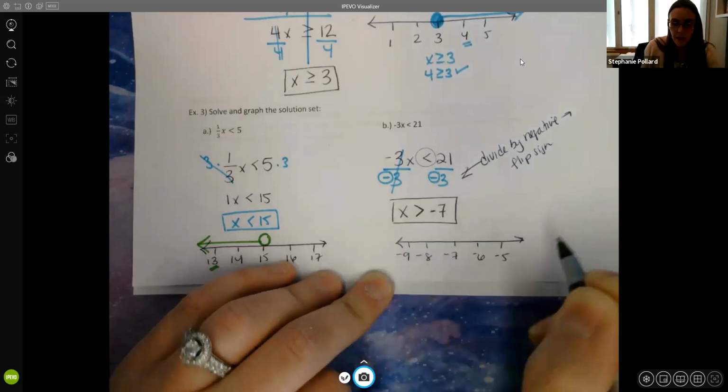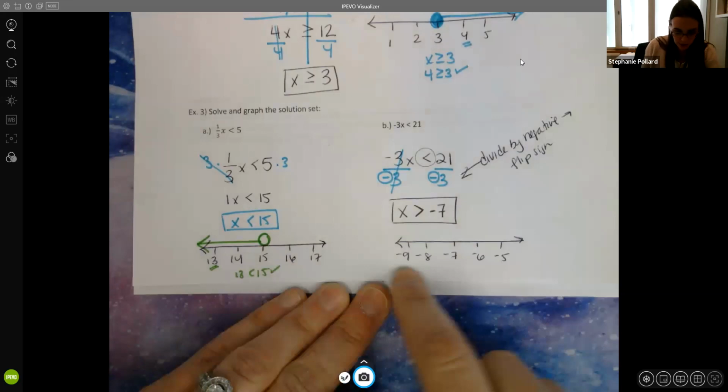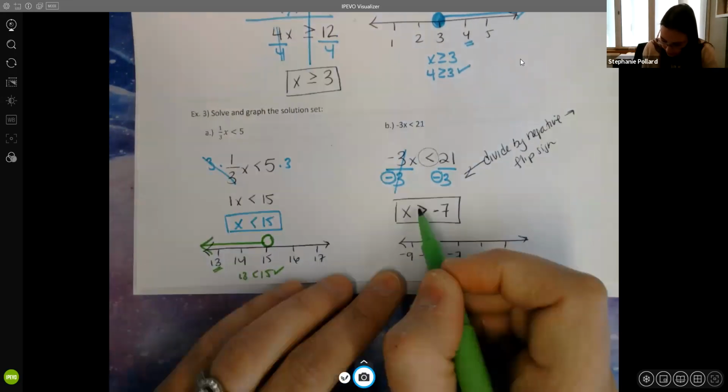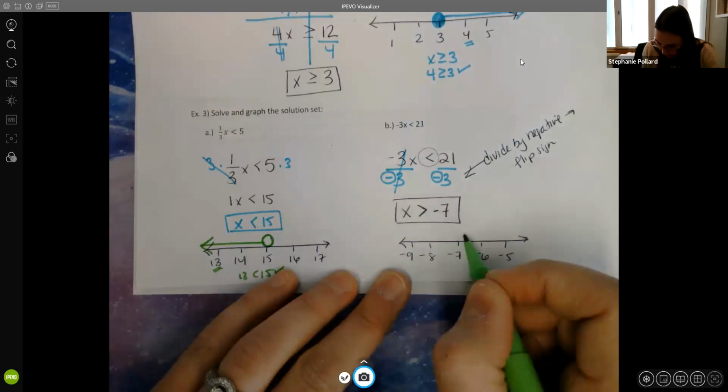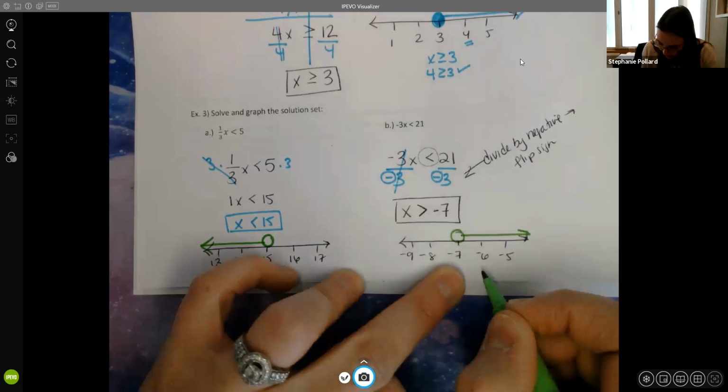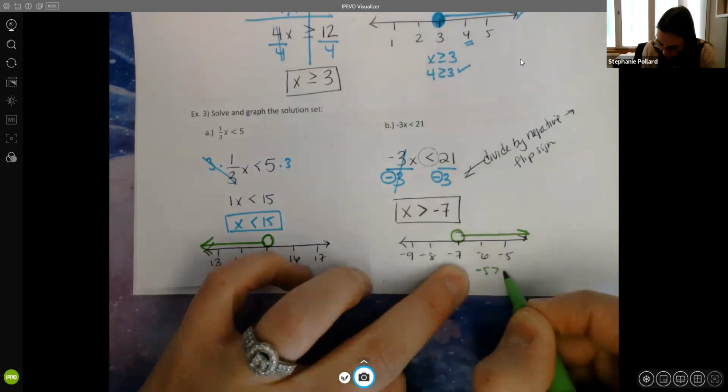Be careful of your number lines. Remember, negatives get smaller down on the left. I want this to say x is greater than -7, so I'm going greater than -7. And again, if you're not sure, just test. Is -5 greater than -7? Yes, it is.